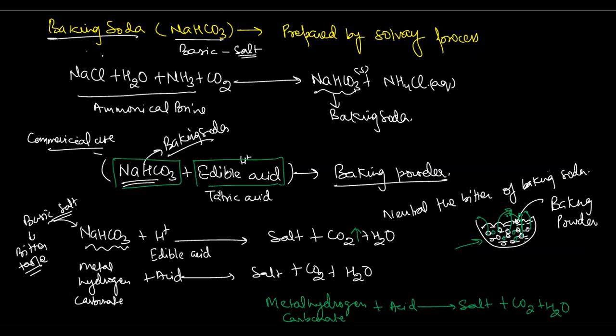What is baking powder? Baking powder is a mixture of baking soda mixed with some edible acid like tartaric acid. So we add the tartaric acid to the baking soda, meaning sodium hydrogen carbonate, to make baking powder. Okay, so what is the difference between baking soda and baking powder? Tell me, beta. What is the difference between baking soda and baking powder?